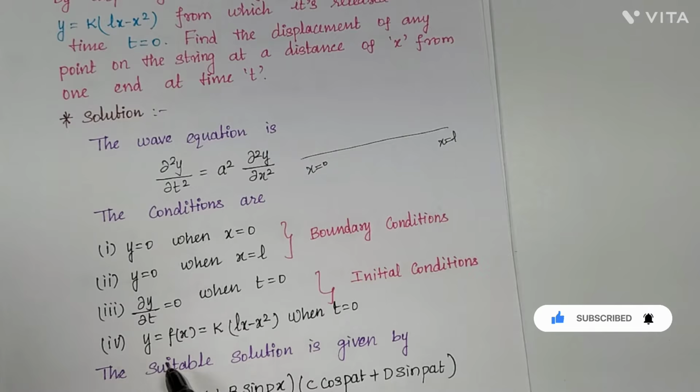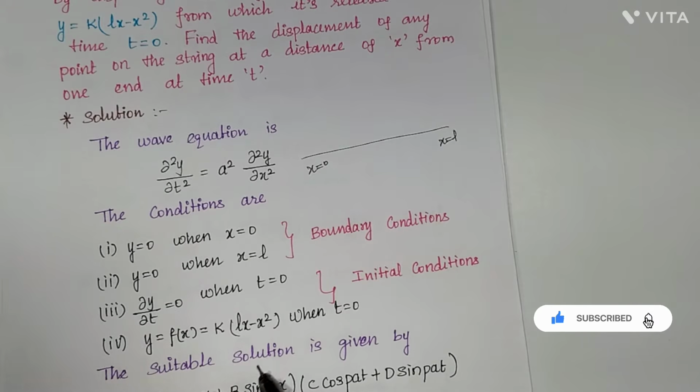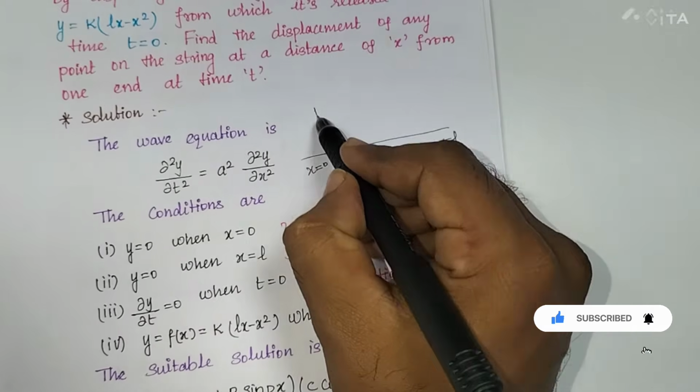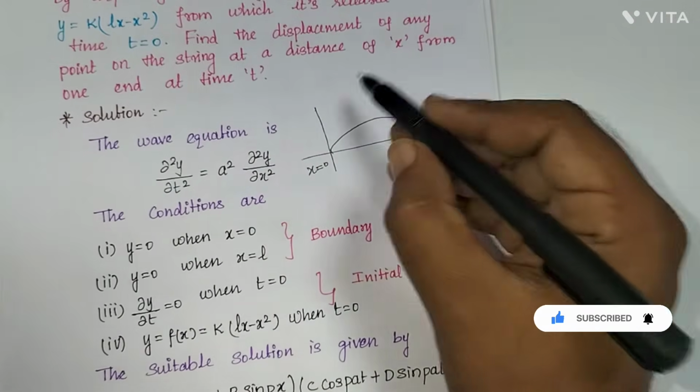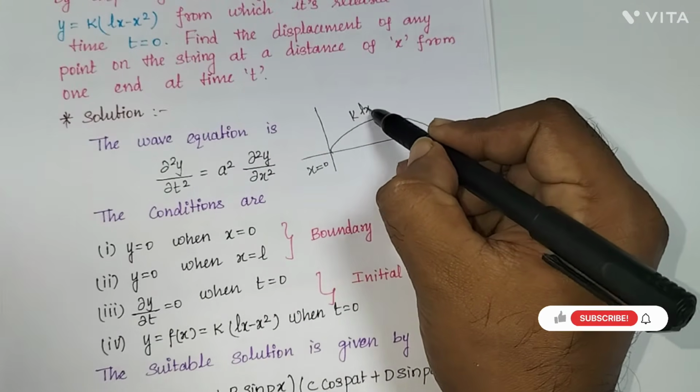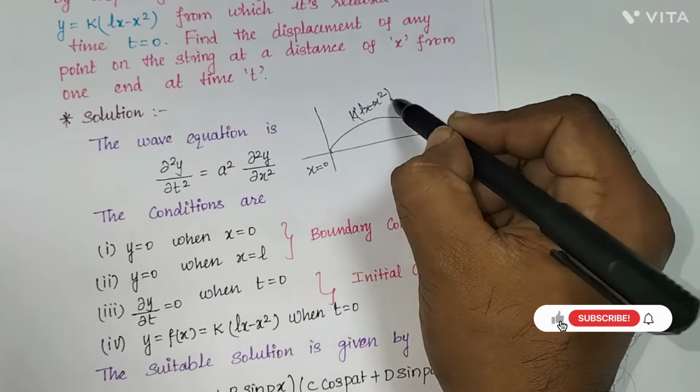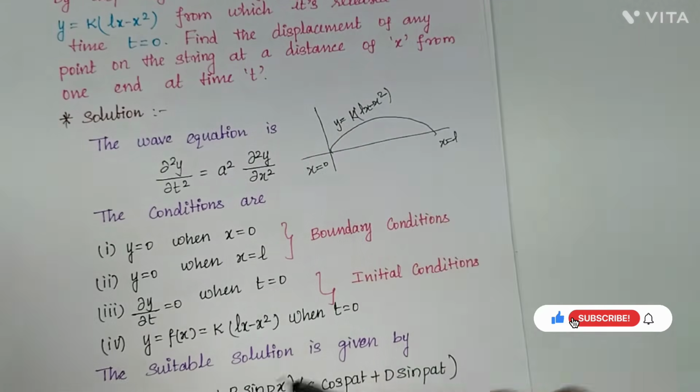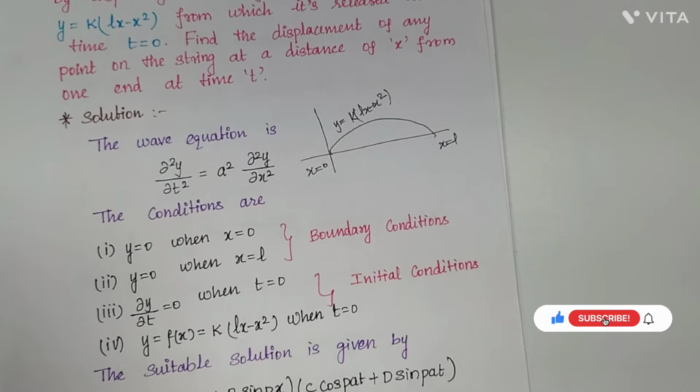And the last one, y equal to f of x. Usually we write y equal to f of x, but here we have to write what that f of x is. That f of x is k of (Lx minus x square). Depending on your problem, this f of x will change. So that is given by k of (Lx minus x square), and we have to find the displacement. That's it. When time t equal to 0, this is the shape.